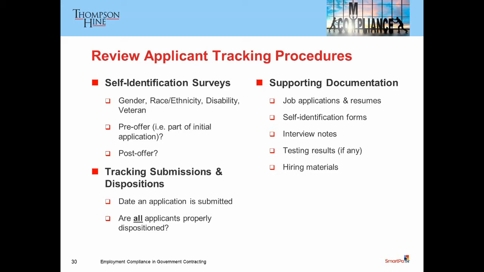Another thing you should do is make sure you're appropriately tracking application submissions and then related dispositions of applicants. From a starting point, you should make sure you track the date an application is submitted. You should also ask yourself and look at: are all applicants being properly dispositioned? So if someone does not possess the minimum required qualifications for the job, are they being dispositioned that way in your system? If not, that might be an indication that things are not being done the best that they can be, and so then you should take a deeper dive and look at your disposition policies and procedures.